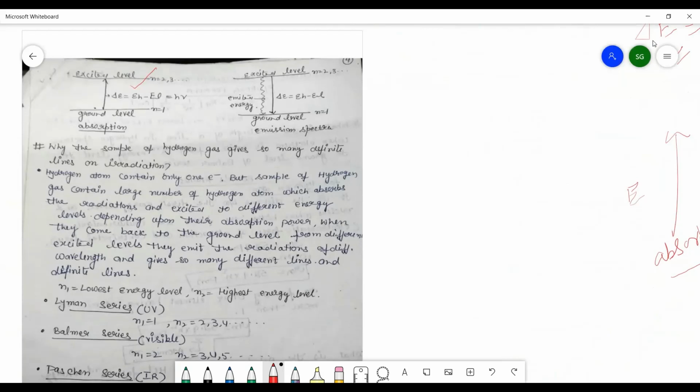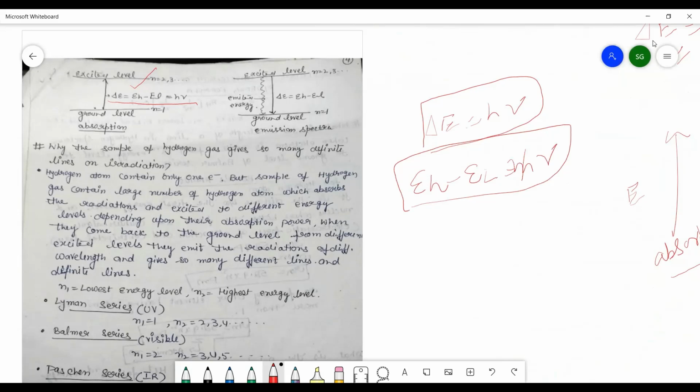So the energy difference between the ground level and the excited level, which may be n is equal to 2, 3 and so on. So in that manner, you can calculate the value of delta E, and this delta E is always equal to h mu. जो हमने पहले भी किया है, ये भी आपका E is equal to h mu होगा. That is E highest minus E lowest is equal to h mu. That is the integral multiple of h mu.